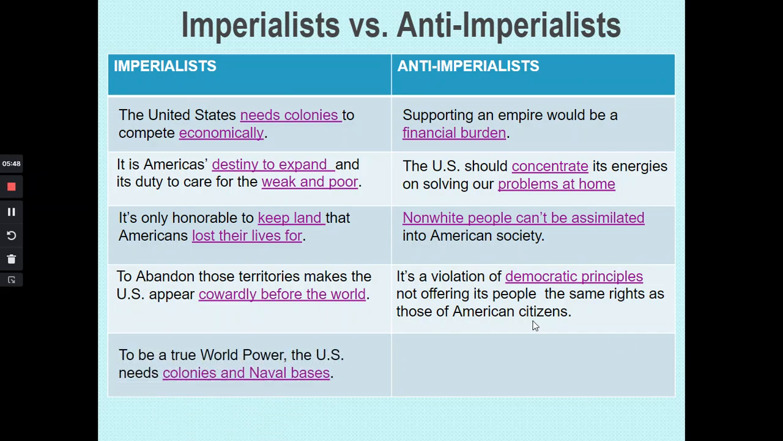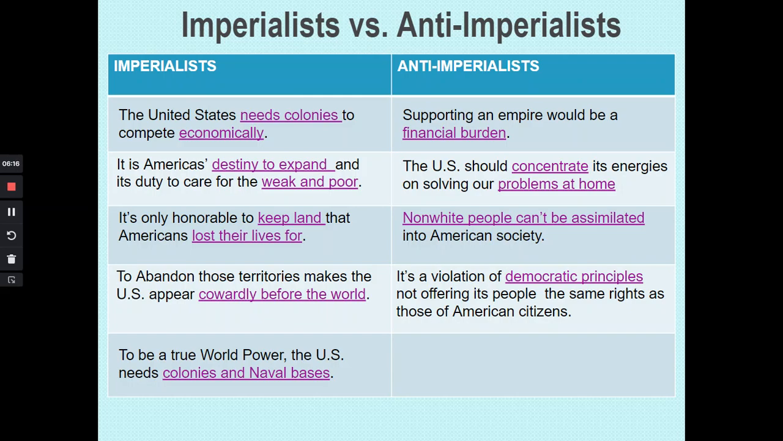And the final one for both, imperialists said to be a true world power, that imperialist idea, building an empire, the United States had to have colonies and navy bases. It was very important, and you're going to see Alfred T. Mahan, his ideas. He wrote a book about why we needed a strong navy in order to be a strong country.